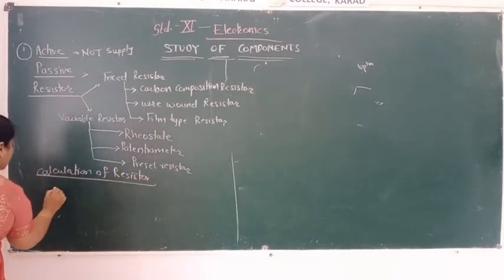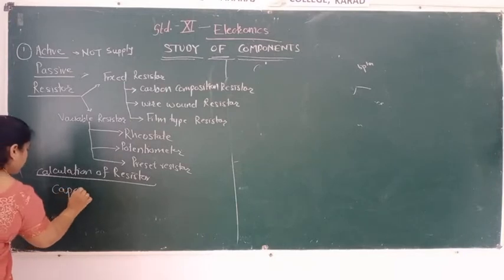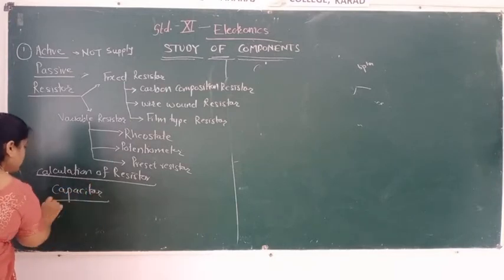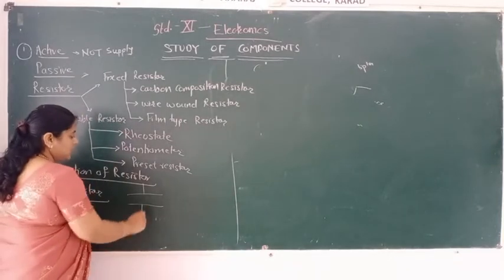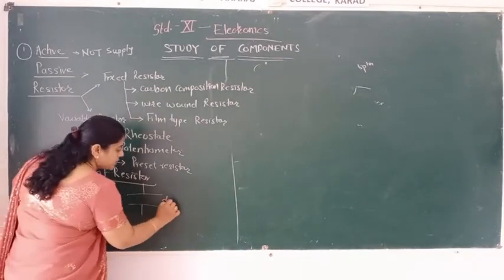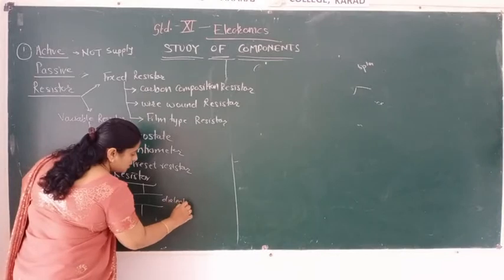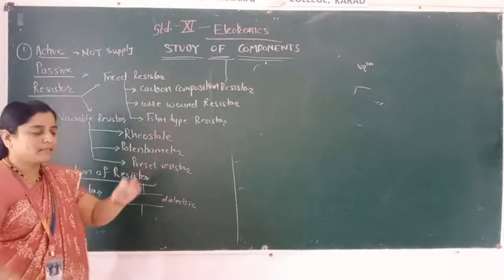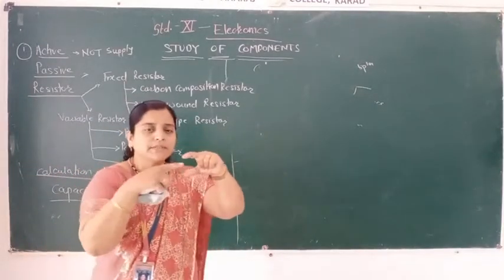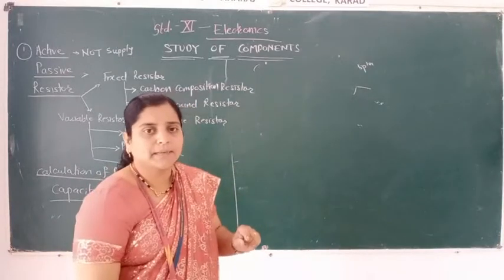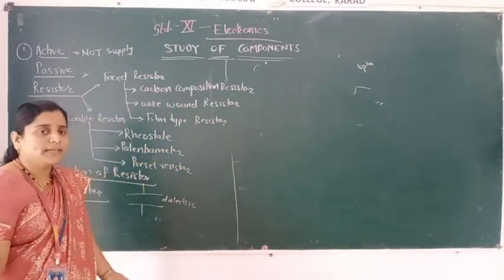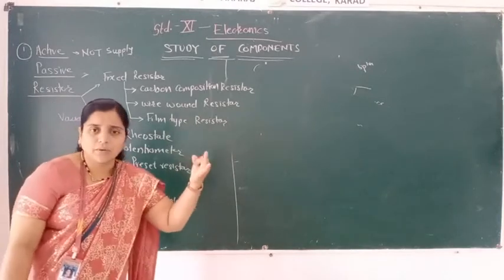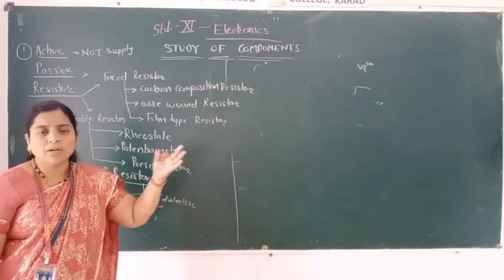The next point is the capacitor. What is a capacitor? It is nothing but two parallel plates, with two terminals, separated by a dielectric material. That is called the capacitor. Dielectric material means an insulating material. What is conductor? What is insulator? What is semiconductor? All of you know that.